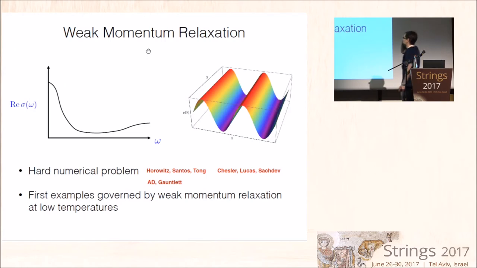Now, the first examples that we looked at showed that this is a very hard numerical problem in general relativity, and quite a few groups have looked at this. But in all those examples, momentum at low temperatures was relaxing in a very slow way. So we were going back to the translationally invariant ground states. And I don't want to say that this is boring at all. There are these incoherent currents hiding there somewhere, and you have to dig in and extract them. And there is some very interesting physics going on.